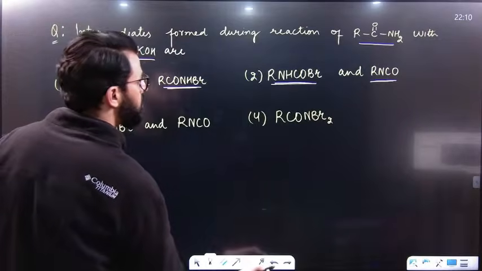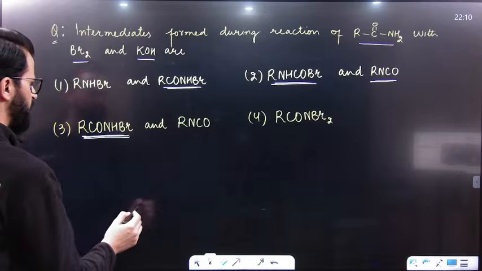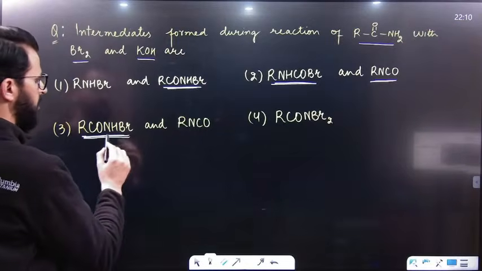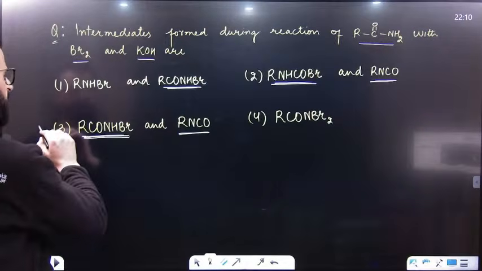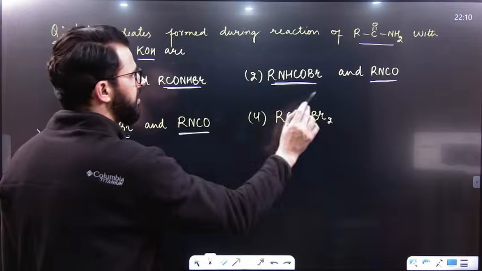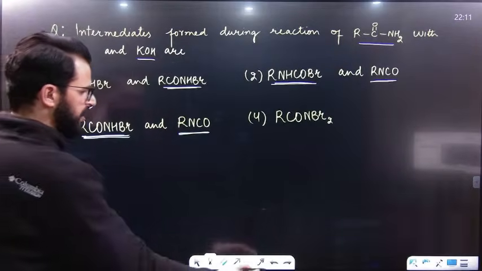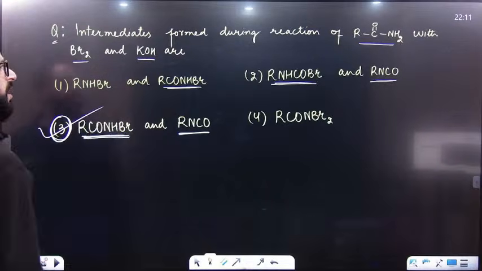This is RCONHBr. Yes, N-bromamide is one intermediate, and this is alkyl isocyanate. That means this is another intermediate. So this is right, the others are not right. So this will be our answer. This is the answer of the question.